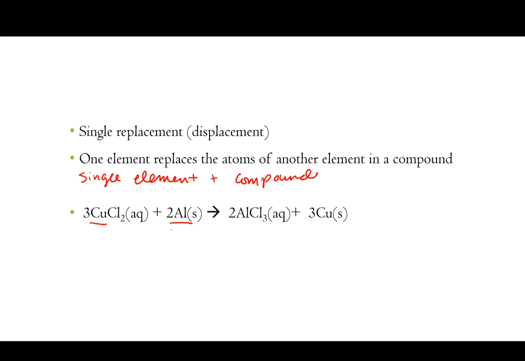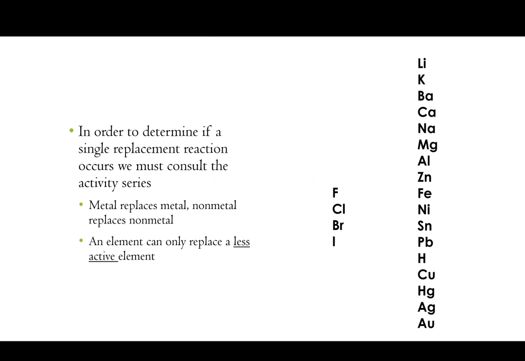And the aluminum is going to replace the copper. It's going to push the copper out of the way, bond with the chlorine, and then you're going to have the copper by itself. So that's what happens in a single replacement. One element kind of pushes the other one out of the way, and then the element that got pushed out of the way is now the one that's by itself. In these single replacement reactions, a metal is always going to replace metal, and non-metal will always replace non-metal.